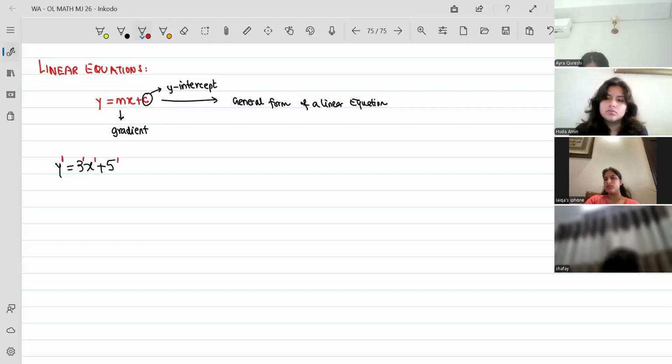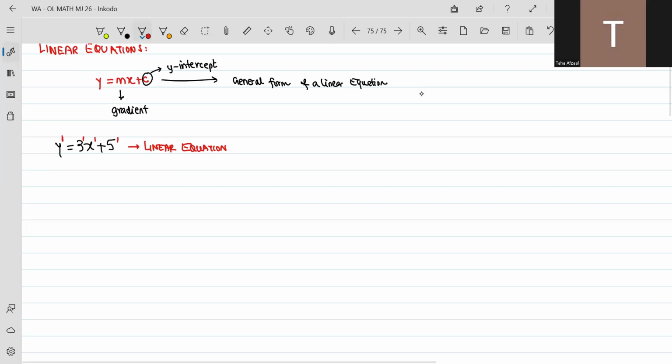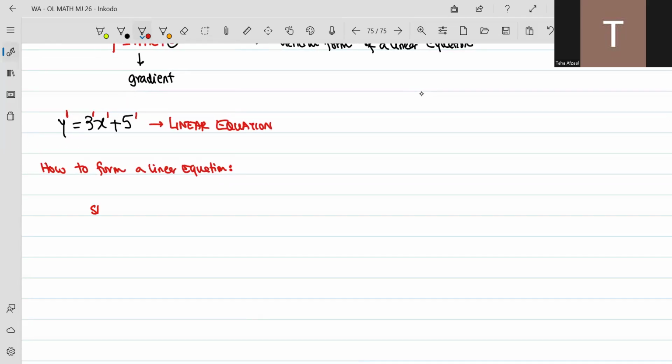Yeah, the highest power is 1. That is why you call this a linear equation. I hope all of you are writing this down. Now, how to form a linear equation? Before you start preparing a linear equation, there are a few steps that you'll have to follow. The first step is to find out the gradient, and gradient is also known as the slope.